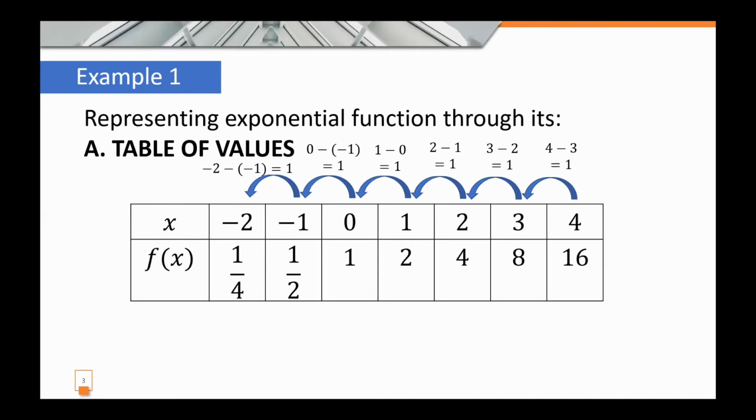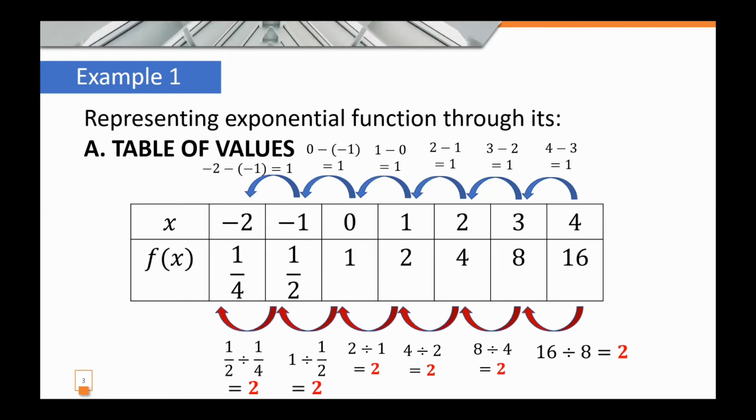If we're going to determine the common ratio in the values of f(x) or y, then we should start from right to left. Start from 16 to 1. So 16 divided by 8, the common ratio is 2. 8 divided by 4, we have 2. 4 divided by 2 is equal to 2. Until 1/4, the common ratio here is 2. We're going to use this information in identifying the equation given the table of values in letter A.